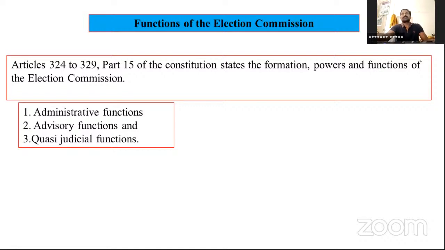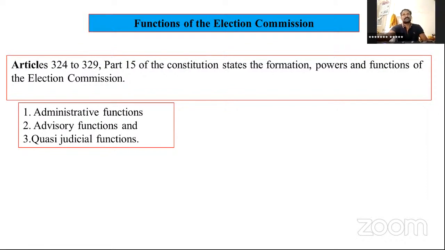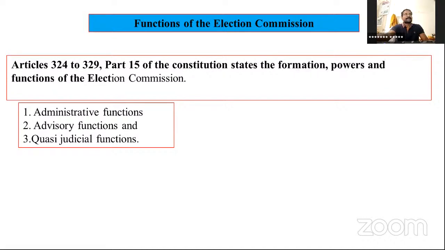What are the functions? Let us discuss one by one. There are 3 functions of the Election Commission. One is administrative functions, second one is advisory functions, and last one is quasi judicial functions. Let us discuss one by one what are the administrative functions, advisory functions, quasi judicial functions. Okay.